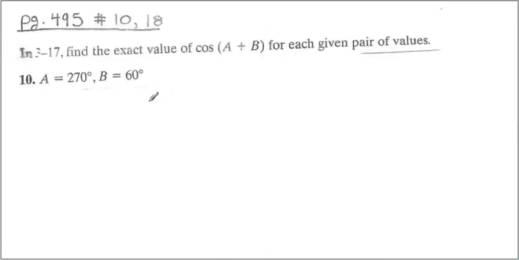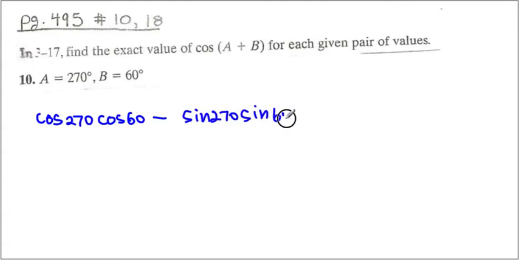Okay, let's move on to the next question. In this case, A is 270 and B is 60. Then in this case, we get to realize cosine of 270 and cosine of 60. Now, in case of cosine, the sum of the angle actually has the subtraction in the middle. And we have sine of 270 and sine of 60.